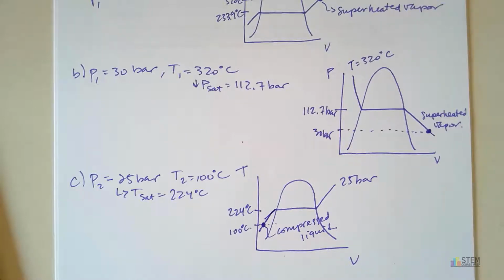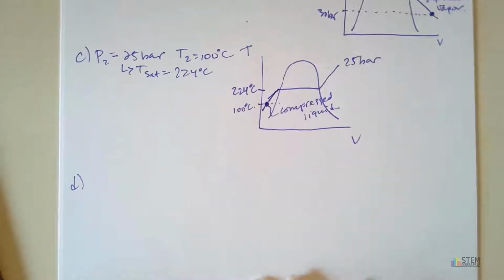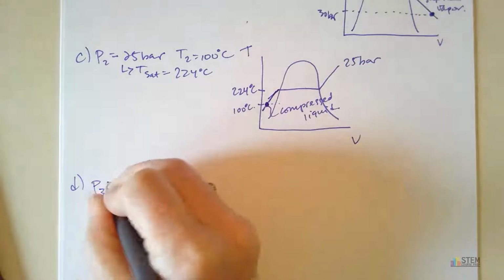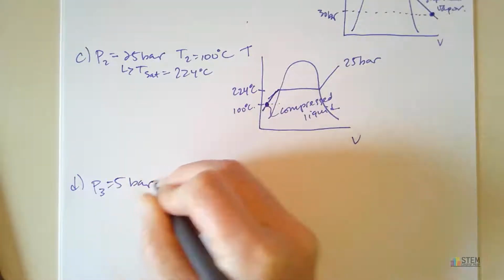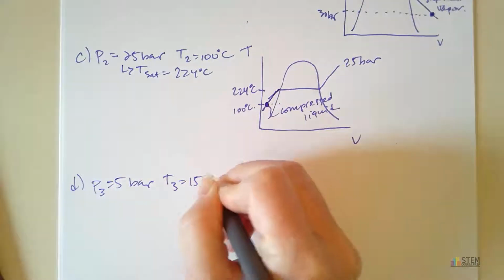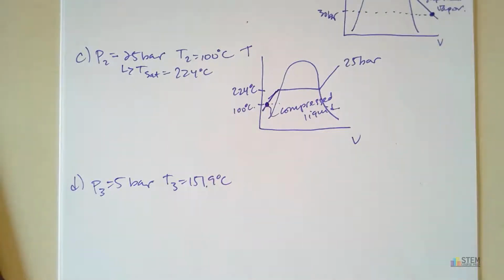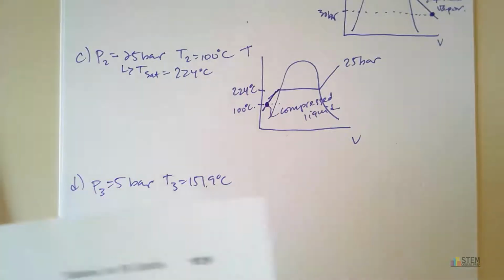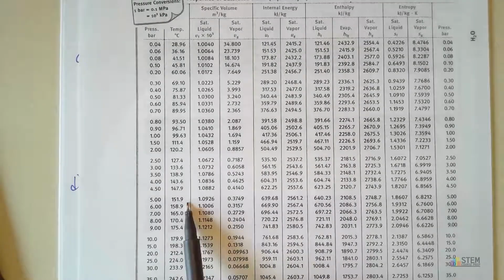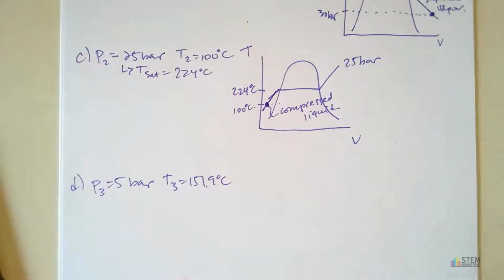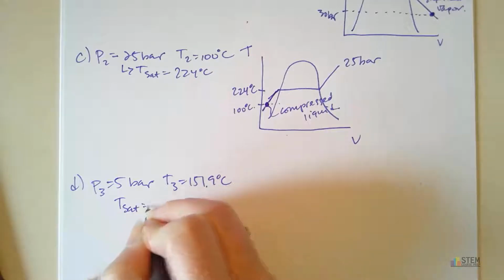And let's see. This last one, let's say P3 is 5 bar. We've got a temperature of 151.9. Let's go to the pressure table again, find the saturation temperature, and see what we get. So 5 bar, we get 151.9 for the saturation temperature.